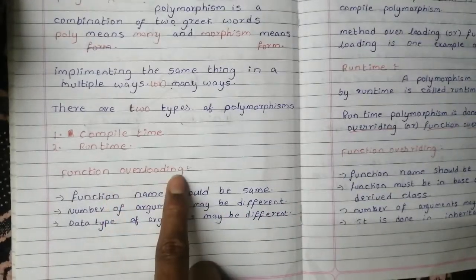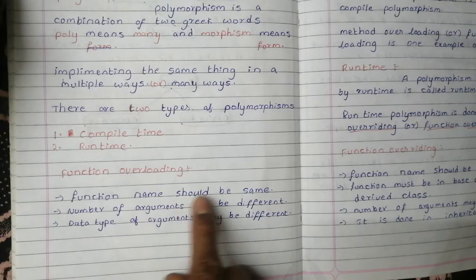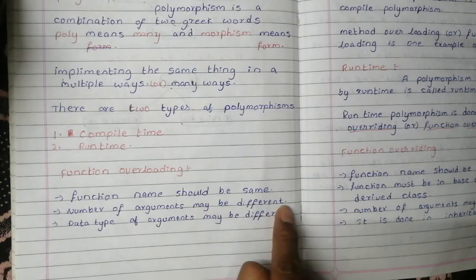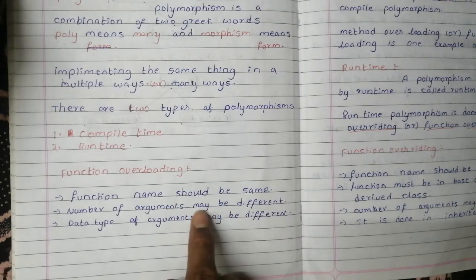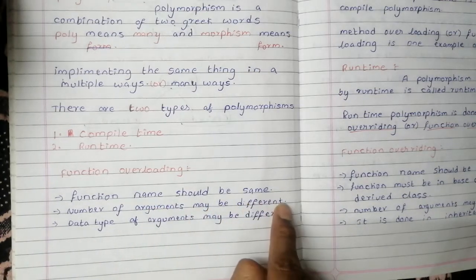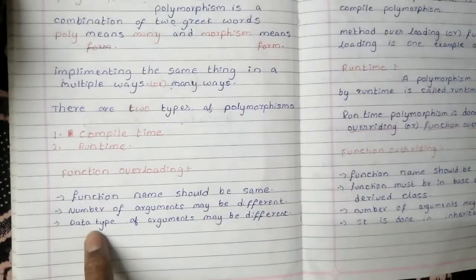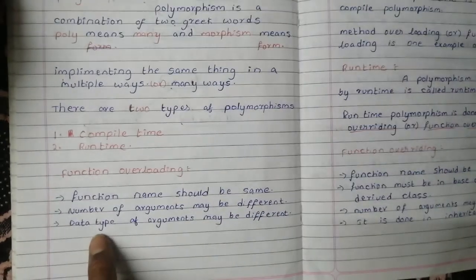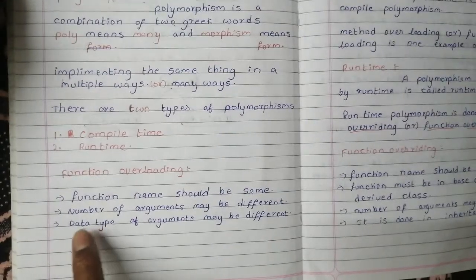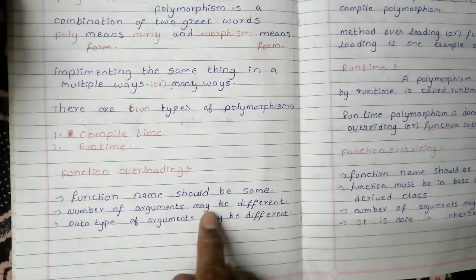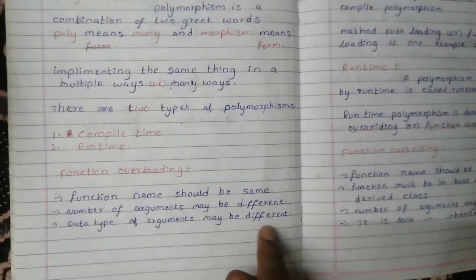Function overloading means what? Here the function name should be the same, but the number of arguments may be different. Here it is not a must. The number of arguments may be different and the data types of the arguments may be different. Data type means what? int x or int y, float, double, they are called data types. Here the function name should be the same, the number of arguments may be different and the data types of the arguments may be different.